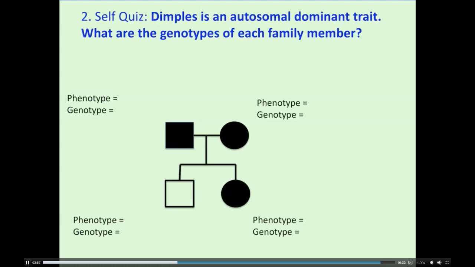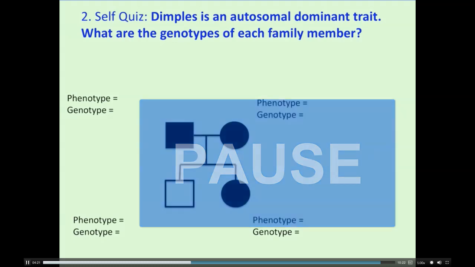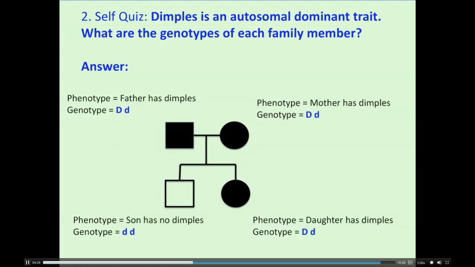So let's check to see if you understand this concept now. I have this problem of a different family, and again, we're just looking at the dimples, and you need to figure out the phenotype and the genotype of each person. So please pause the video, work on the problem, and then come back to check your answer. Did you get it right? Hopefully you did.